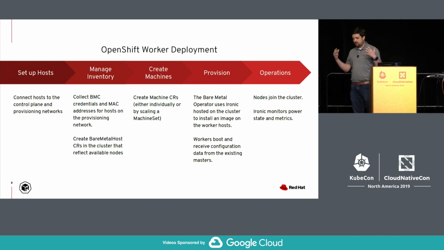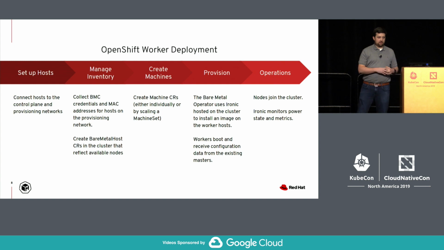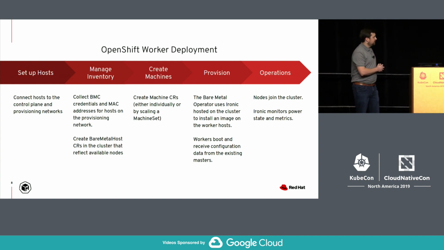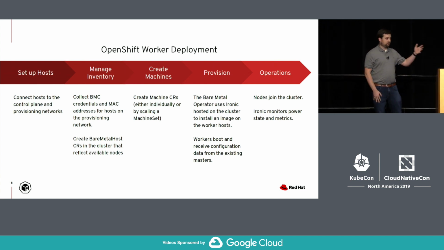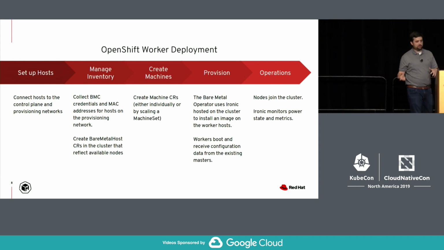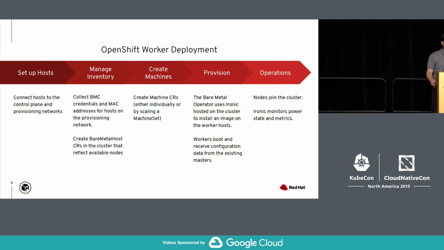So the use case, we have an existing cluster. We want to add another host to that cluster. What do you have to do? First, you got to set up the host. So literally get a physical host. You got to plug it in. And we have some expectations about how it's going to be plugged into the network. You have your primary network for the cluster. We have a separate provisioning network. So you get it set up.